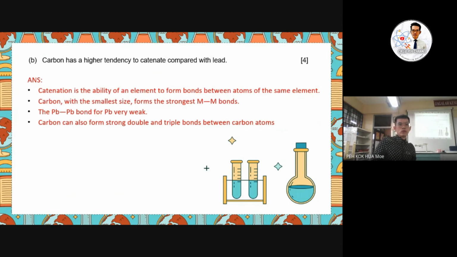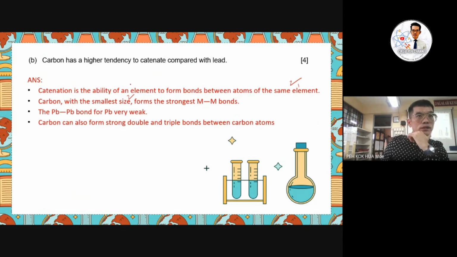The question is asking you about the tendency to catenate, a comparison between carbon and lead. So firstly, you have to give the size. Here the first mark given is regarding the definition. Catenation is the ability of an element to form bonds between atoms of the same element. So if you just compare the size, the bond length, and the strength of the bond, maybe you will only get 3 marks, because according to this scheme, you have to give the definition.